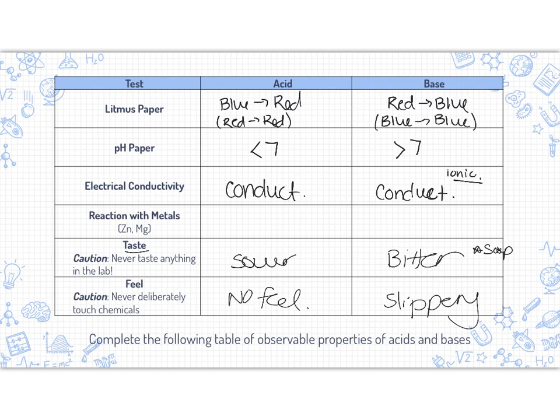All right, the reaction with metals. Acids will bubble when a metal such as zinc or magnesium is added to solution. And the reason is, let's use for instance, if we have HCl reacting with zinc. So zinc's a solid, HCl is aqueous. We're going to make zinc chloride, which is aqueous. And we're left with H2, which is a gas. H2 is what's making the bubbles. With a base, there is no reaction.